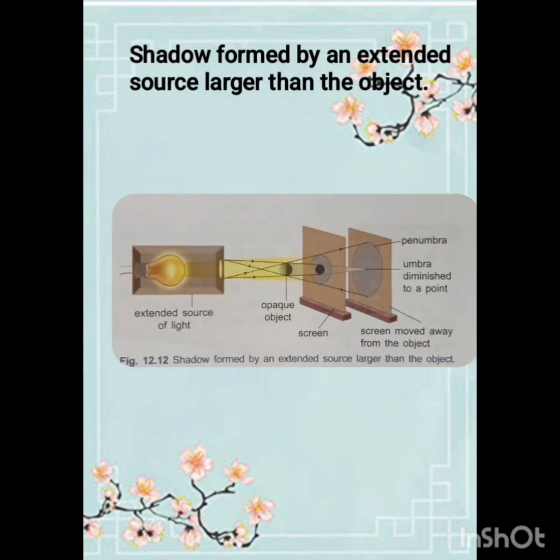Next is shadow formed by an extended source larger than the object. Children, when an opaque object is placed in front of an extended source of light that is larger than the object, then a shadow is formed having umbra and penumbra. The umbra gradually reduces in size as the screen is moved away from the object until it finally disappears completely.